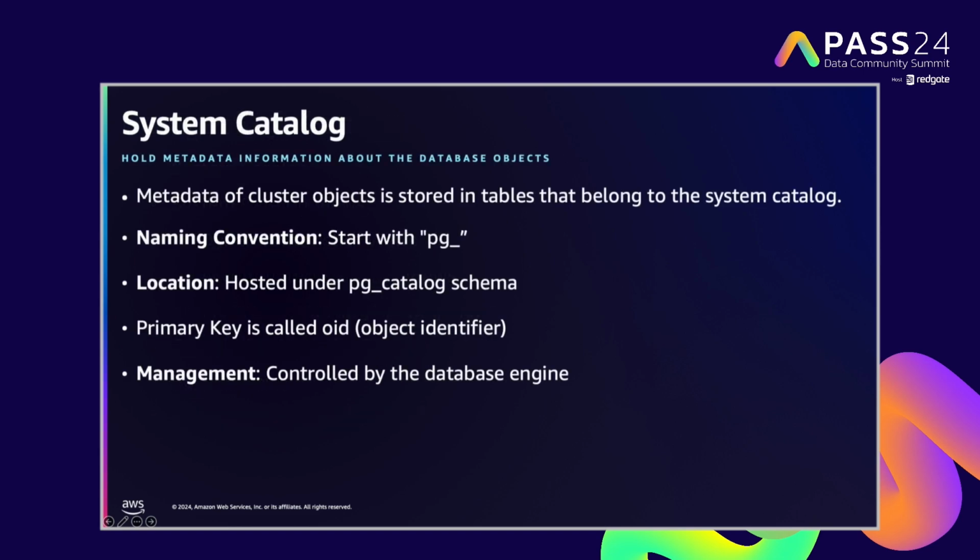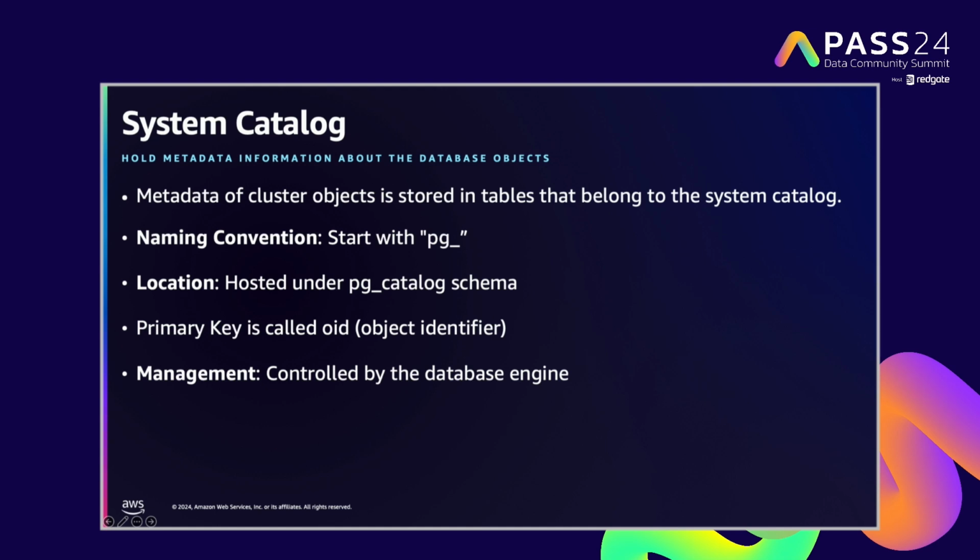So what are system catalogs? The metadata of the cluster objects like tables, indexes, data types, functions. Basically, all this metadata is stored in the system tables which belong to the system catalog. The tables are called pg_tables, and they are in the pg_catalog schema.